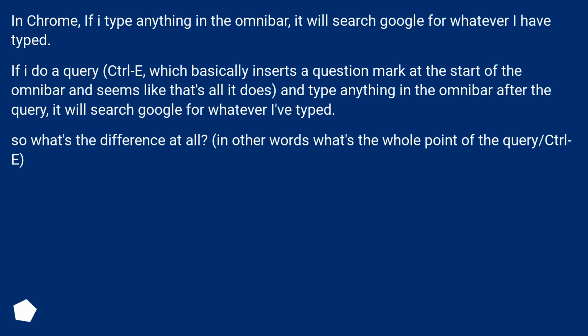In Chrome, if I type anything in the omnibar, it will search Google for whatever I have typed. If I do a query Ctrl-E, which basically inserts a question mark at the start of the omnibar and seems like that's all it does, and type anything in the omnibar after the query, it will search Google for whatever I've typed. So what's the difference at all? In other words, what's the whole point of the query Ctrl-E?